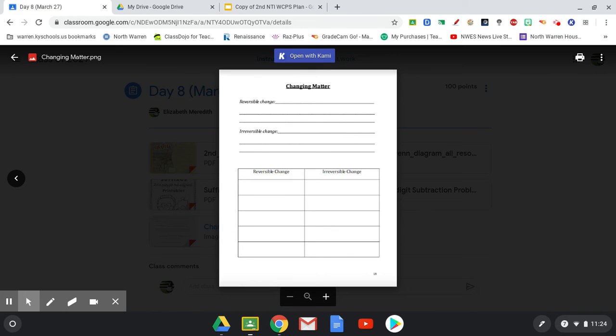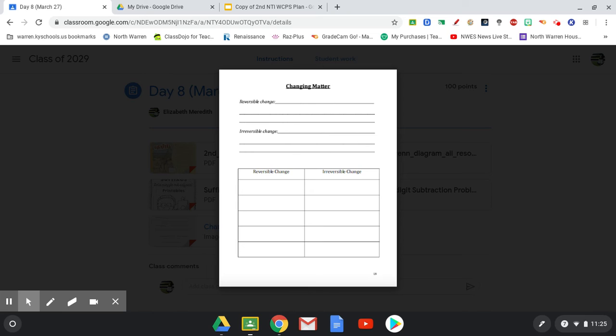So you're going to be doing this changing matter. So first thing you need to do is tell me what a reversible change is. A reversible change means that I can change it back to its original form. For example, an ice cube, okay? If I melt an ice cube, it turns into water, right? But if I refreeze that water, it will turn back into an ice cube. So that's a reversible change.